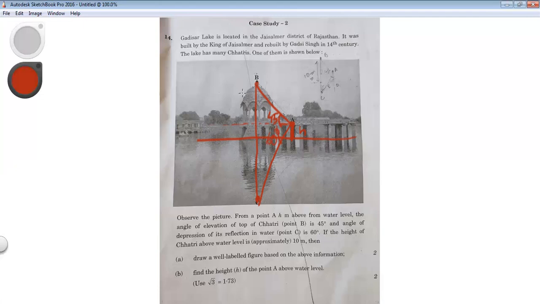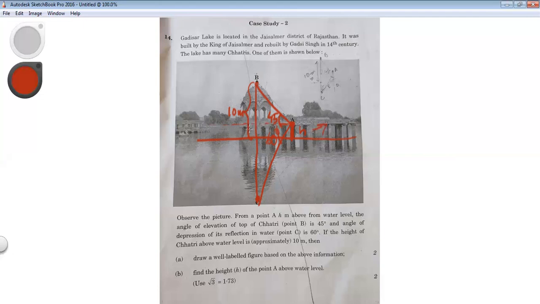And it says that if the height of the chhatri above water level is approximately 10, so this part is 10 meters. All right. So this is the figure. Draw it nicely and properly on your page. You get 2 marks already. Now find the height of the point A above water level. So it's H. You need to find H.